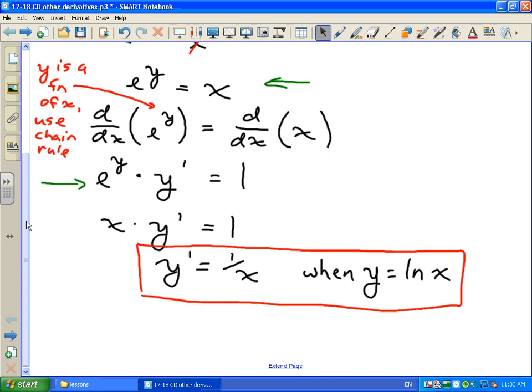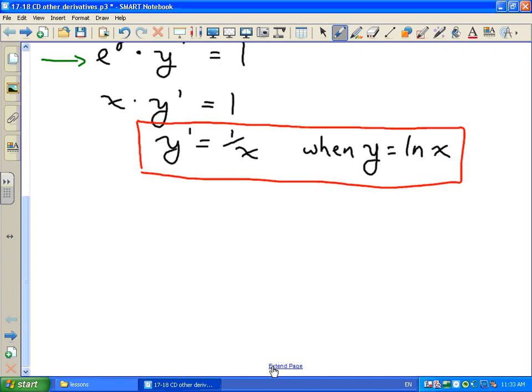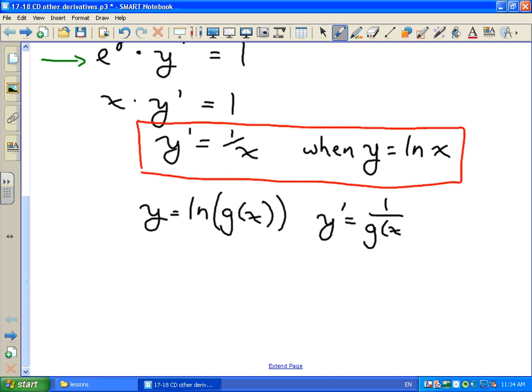And if we want to extend this a little bit, we can imagine that we have a composite function. So we've got the natural logarithm of some function g at x. Then we just have to apply the chain rule. Our derivative is going to be, instead of 1 over x, we'll have 1 over that function, g at x, and then we have to multiply that by the derivative of that inner function, g at x. So that'll be just g primed at x, whatever that happens to be.